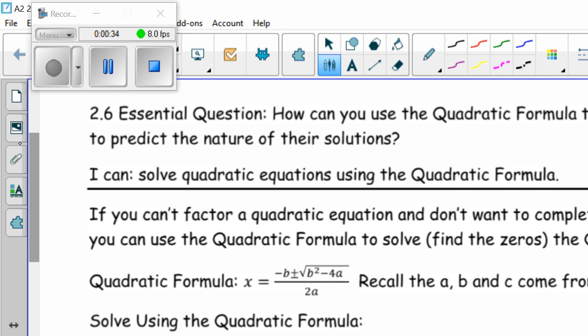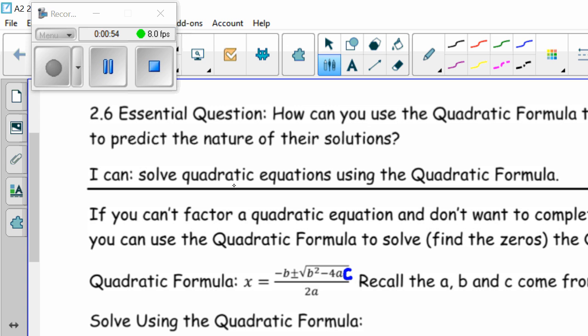So recall from Algebra 1, the quadratic formula is x equals negative b plus or minus the square root of b squared minus 4ac, everything divided by 2a. I don't know what happened to our c right there. There is a c. Recall that the a, b, and c come from ax squared plus bx plus c.